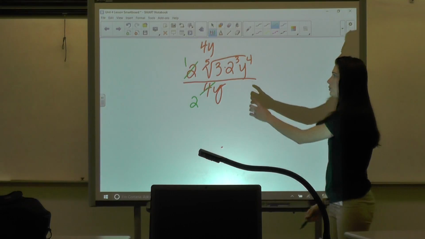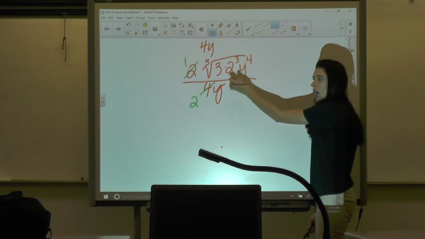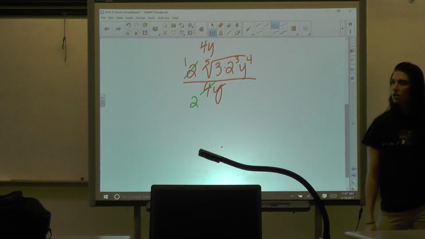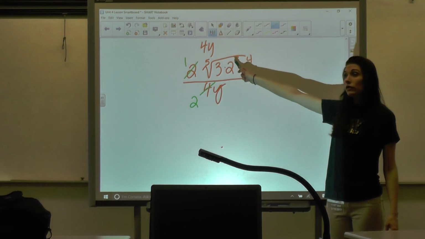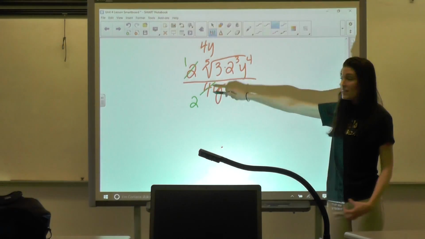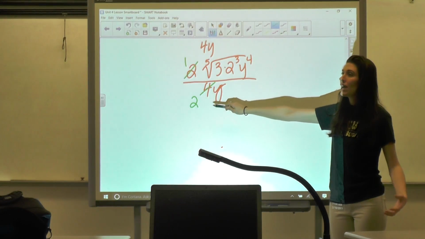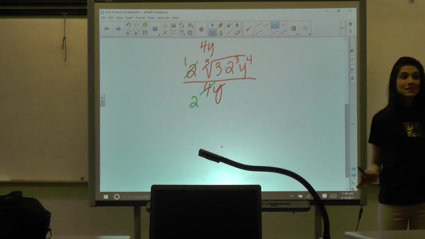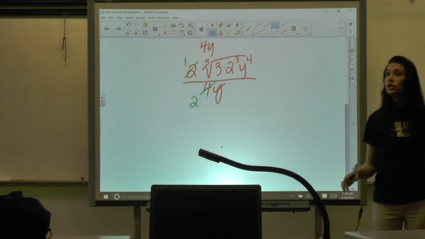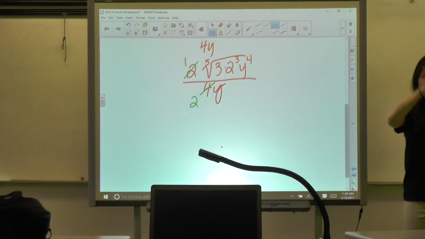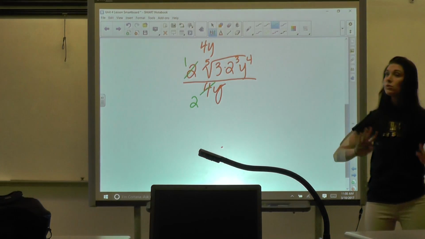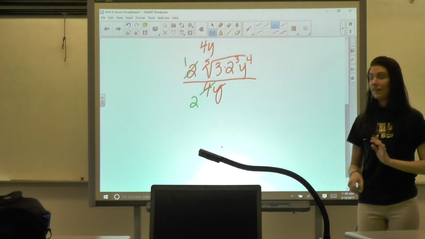Can you simplify this y and this y? No. This y is inside the square root, that's considered inside. This one does not have a square root, that's considered outside. So you cannot simplify that. Don't try to. You can only simplify radicals with radicals and regular numbers with regular numbers. You can't do anything more than that.